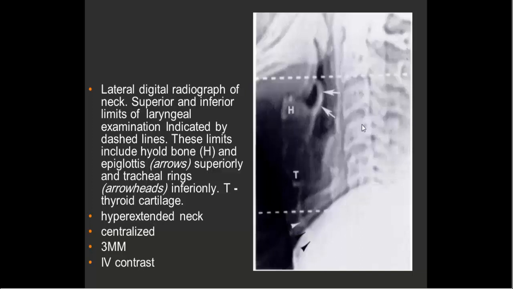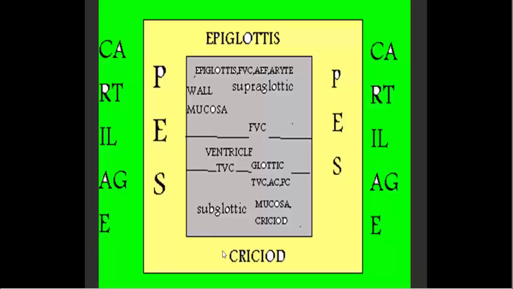Hyperextended neck, contiguous 3 mm sections, IV contrast. This is an important line in the technique of imaging the larynx. This lateral radiograph shows the hyoid bone, thyroid cartilage, and epiglottis, with the epiglottis and tracheal ring.